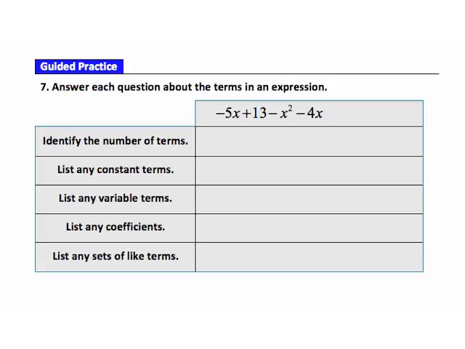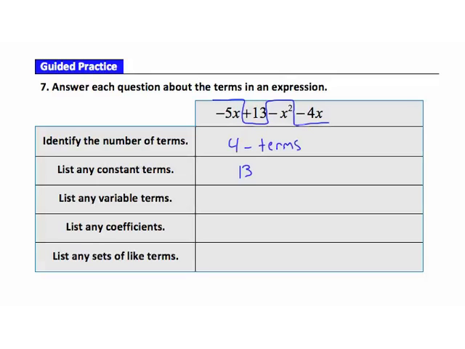Question 7. Answer each question about the terms in an expression. The first thing we're asked to do is identify the number of terms in our expression. Well, to do that, first let's separate the terms out. So we draw a line around our terms. Now that I've got my lines drawn around there, it's easy to see that there are 4 terms. List any constant terms. Well, a constant term can't have any variable part on it at all, and our constant term that we have there is just 13.